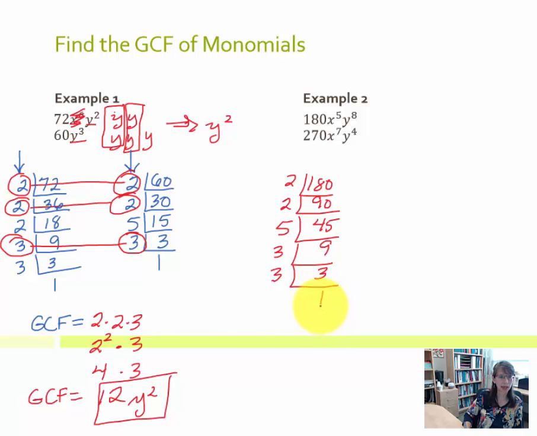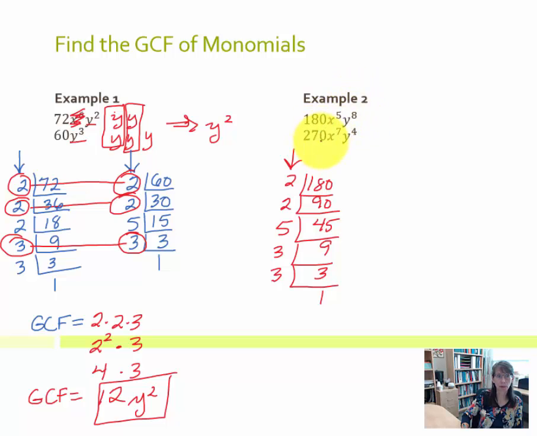Notice how every time we end up with 1 as our last factor, we are completely done factoring. So here are the prime factors of 180. 2 times 2 times 5 times 3 times 3. And it doesn't make any difference what order these terms are written in.